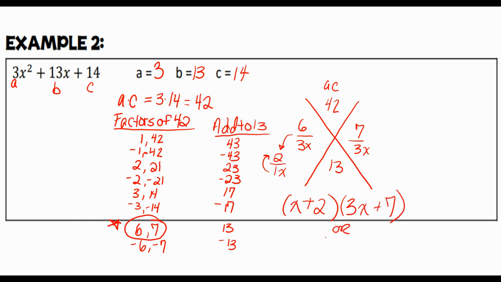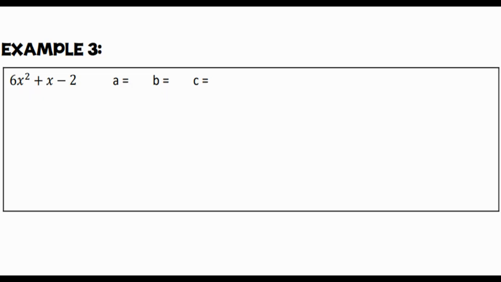Again, your order doesn't matter, so you could write it as 3x plus 7 and x plus 2, but it's important that the x and 2 are together and the 3x and positive 7 are together. We're going to do one more example, so if you'd like to try this next one on your own, you can hit pause right now and try to factor this on your own, but I'm going to go ahead and do it if you're still a little confused.